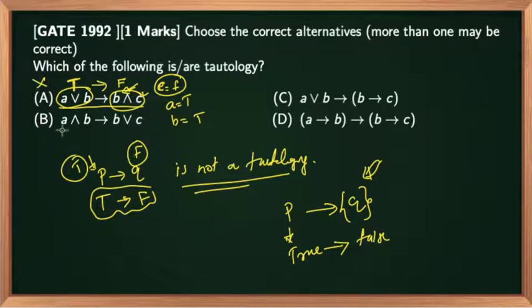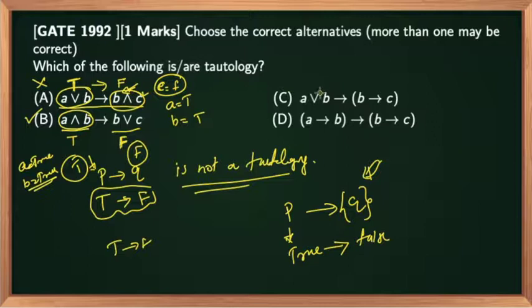Okay, now let's see this one. I need to have true here and I need to have false here, right? How can I have true here? So the only possibility is A should be equal to true and B should be equal to true, right? So both A and B are true here. Now on the right side I need to have false, right? Then only I will have true implies false. But as I assigned A equal to true and B equal to true, here also B will be true, right? So true or something will be true. So I cannot have false here. That means this should be a tautology.